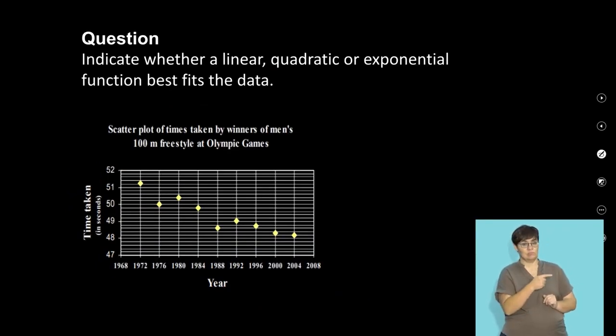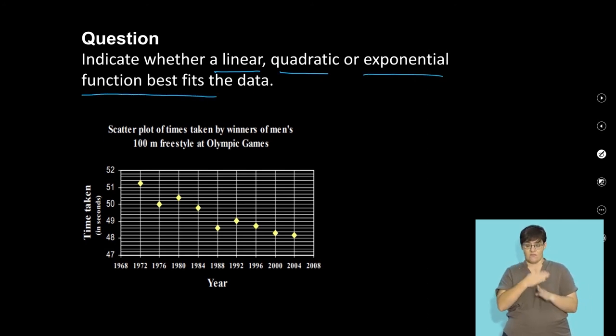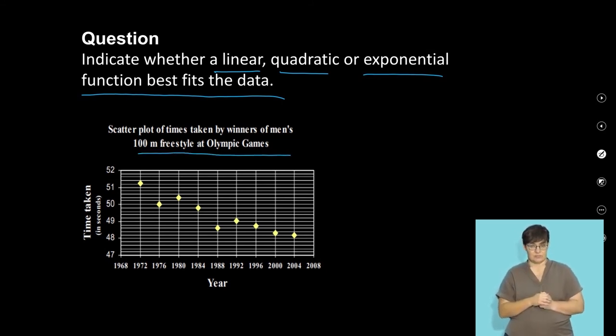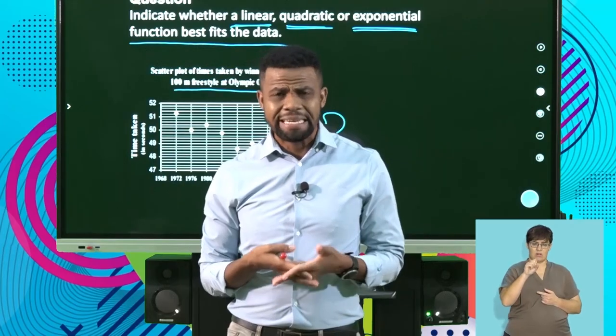Indicate whether a linear, quadratic, or exponential function best fits the data. So the scatter plot of times taken by winners for men for 100-meter at Olympics. Looking at this, is this linear, quadratic, or exponential? What will you go with? Linear. Why linear? I will go with a linear relationship.